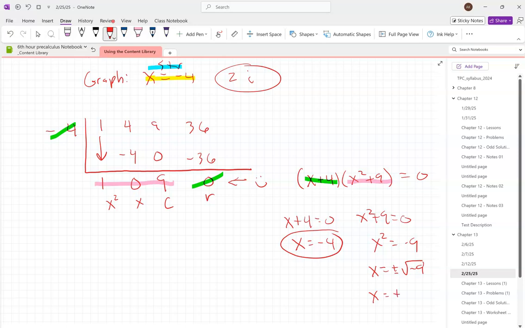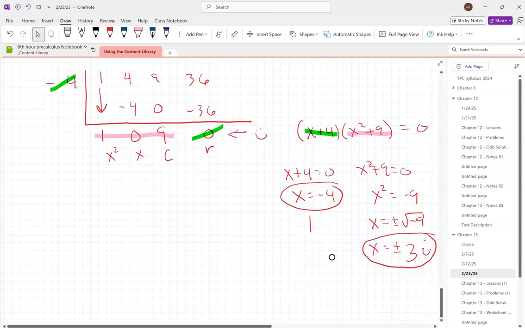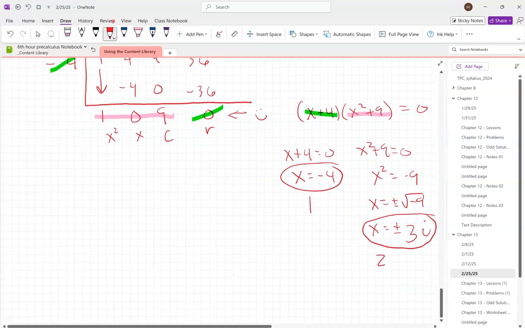When I square root a negative number, what do I get? I get an i, right? And then the square root of 9 is 3, so this will be plus or minus 3i. So I have one solution from the -4, a second solution of positive 3i, and a third solution of negative 3i. Those are my three answers, and I know that I found them all because I knew there were only 3 to begin with that I needed to find.